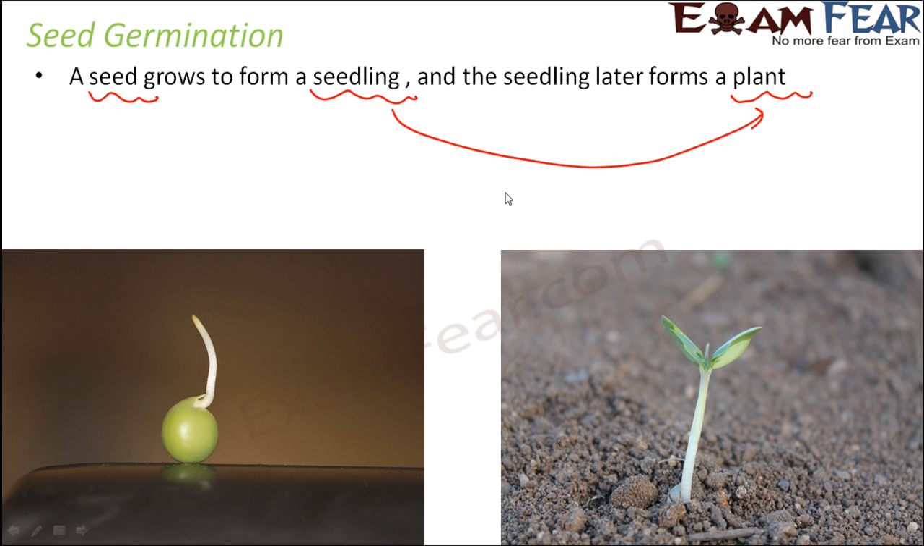Now it is very necessary that for germination to take place, environmental conditions have to be favorable. So germination will happen only under favorable conditions. So this shows that the cereals or the oil seeds or the pulses, they are all seeds.